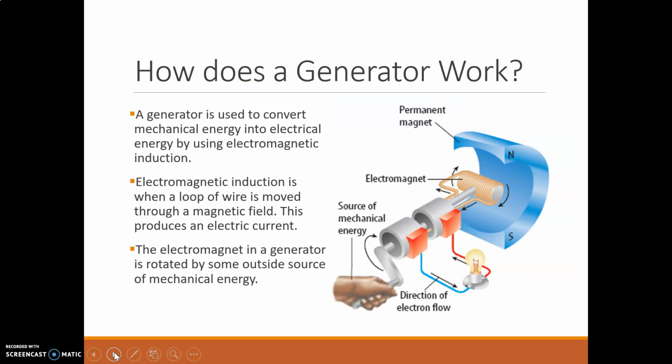Then we can look at a generator. So this looks very similar to the motor, but this is when mechanical energy, so a hand being turned, is turned into electrical energy. So the mechanical to electrical, and this is used by electrical induction. That is when a loop of wire moves through a magnetic field, and that produces that electric current. So the electromagnet in a generator is rotated by some type of outside source, which we consider to be mechanical energy, and that's going to produce some type of electrical energy.